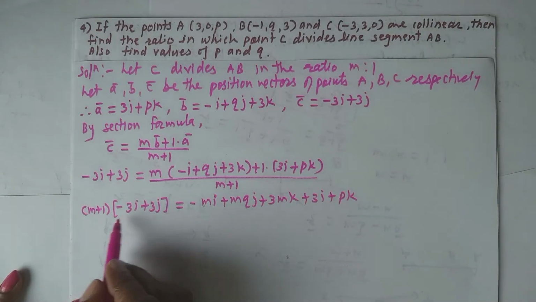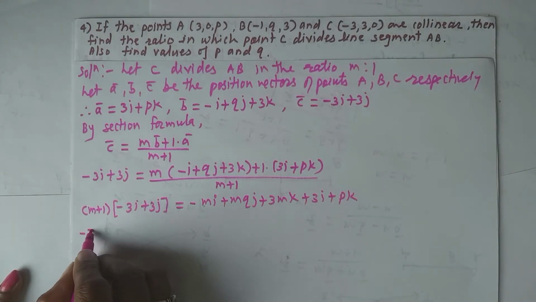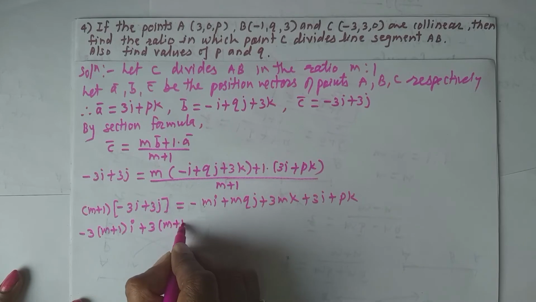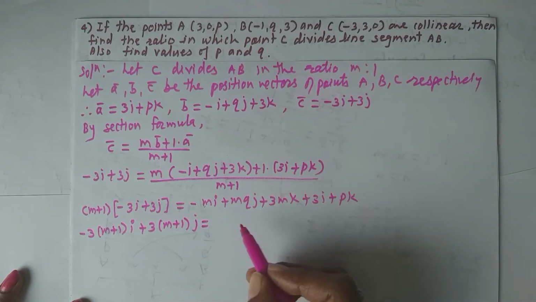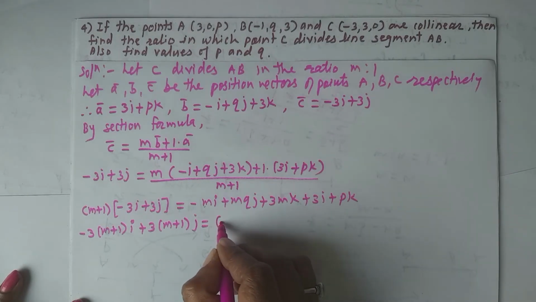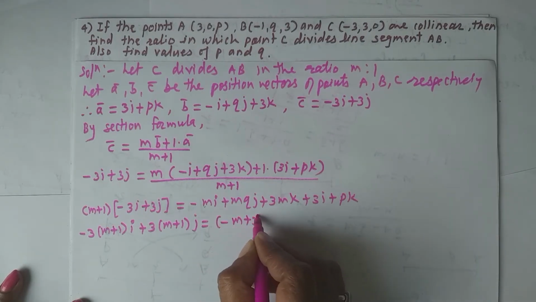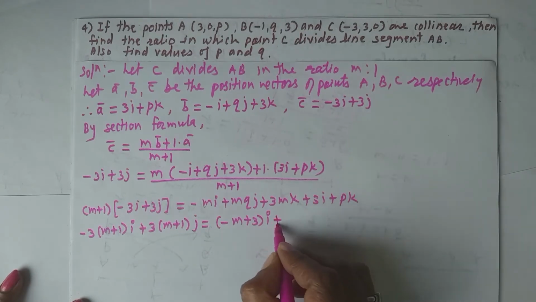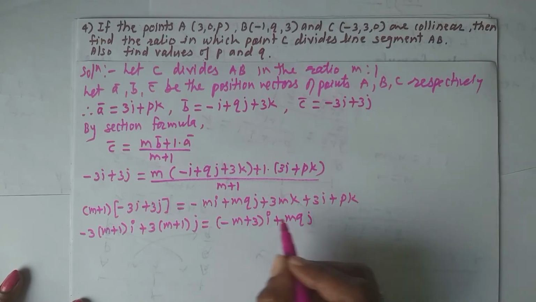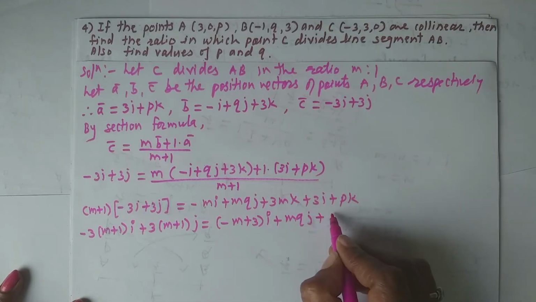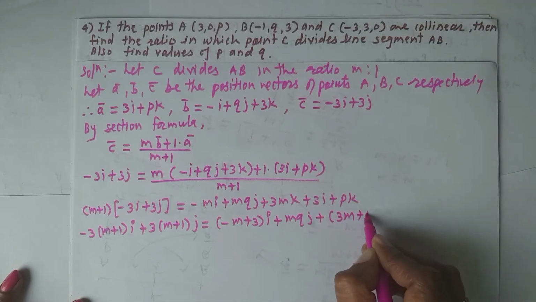Now again open the bracket. This will be minus 3 times m plus 1 i, and 3 times m plus 1 j. Here you take the terms of i together and take i common from that. This will be minus m plus 3 times i. Then m q j, there is only one term of j, and from these two terms you take k common, 3m plus p k.